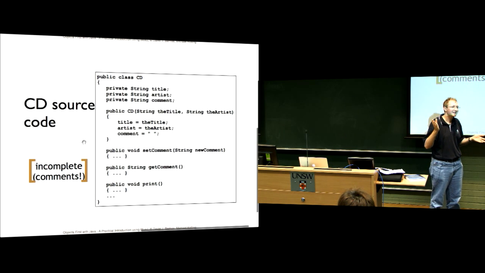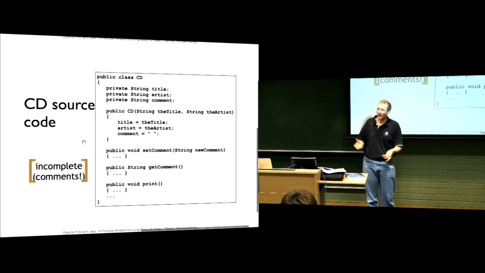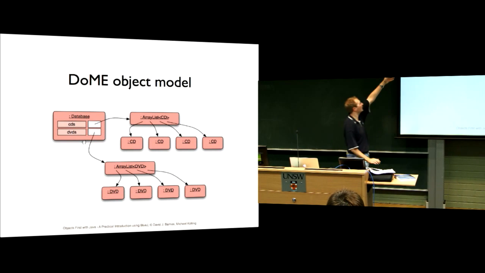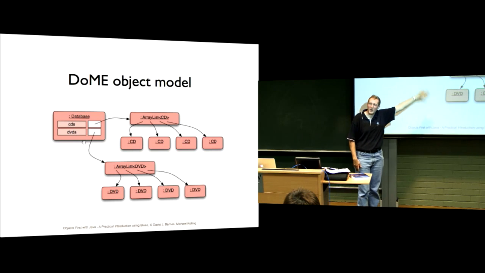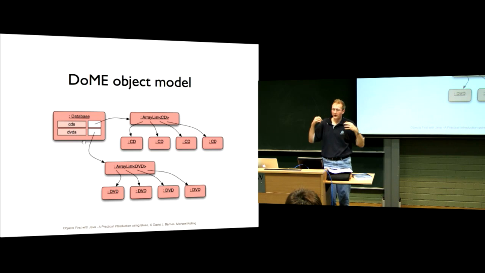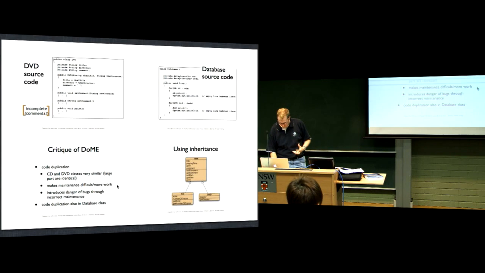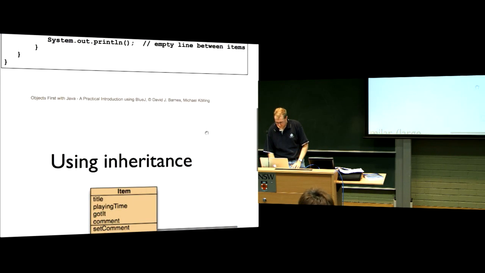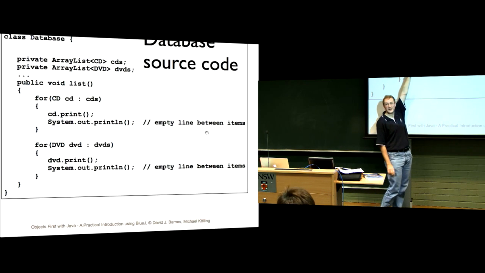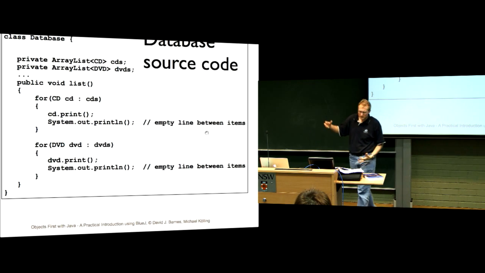Oh, sorry. Redundancy. It's very redundant, yes. So we've got the same code, we're typing the same things. Even in the database object, we have to have two array lists, one for CDs and one for DVDs. And if we wanted to print the lists, and if we wanted to search the lists, we have essentially the same code. I think it's on one of the next slides. There it is. It's up here. So if we wanted to search through the list to find a CD or a DVD, we have to have these two individual loops. We have to duplicate all of our work.